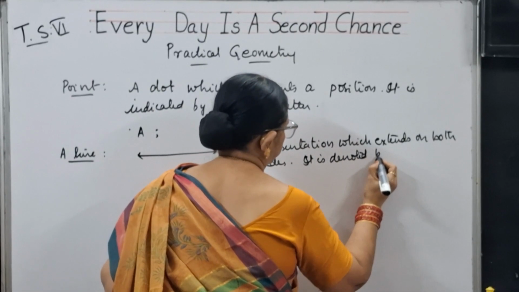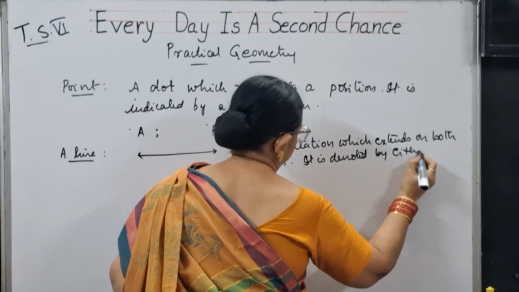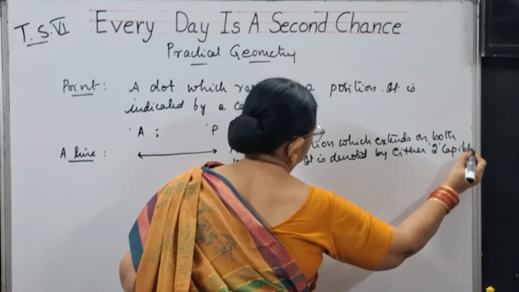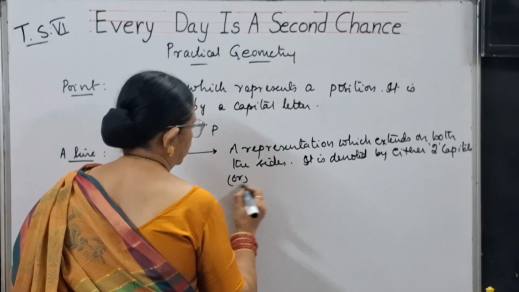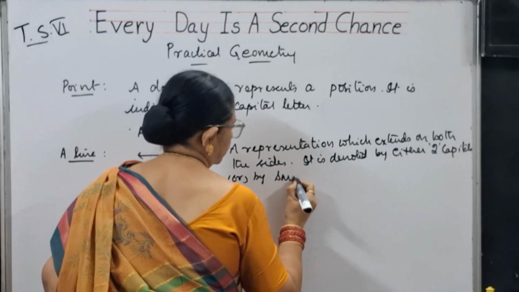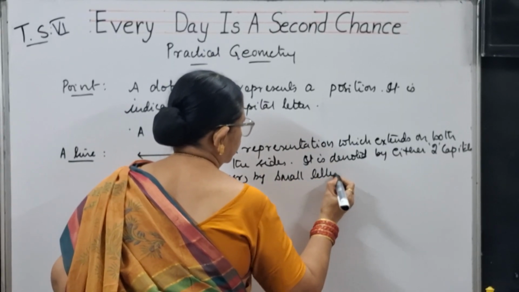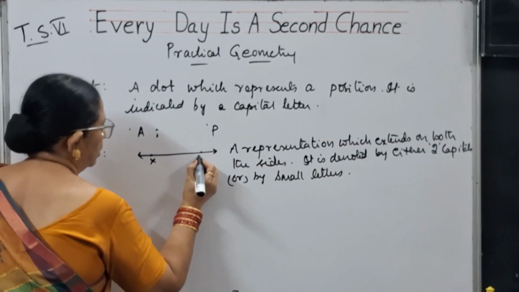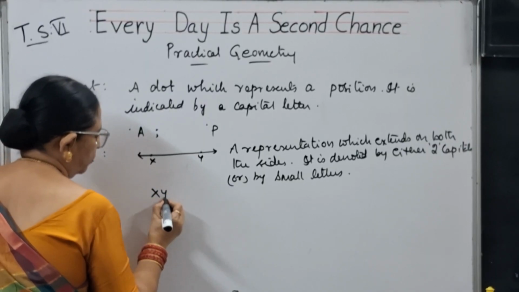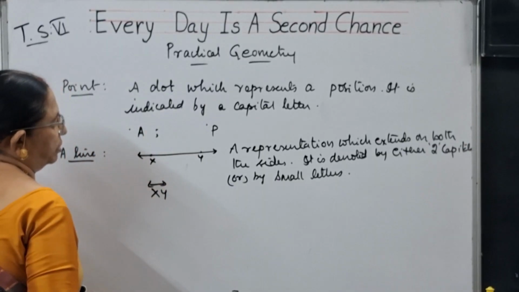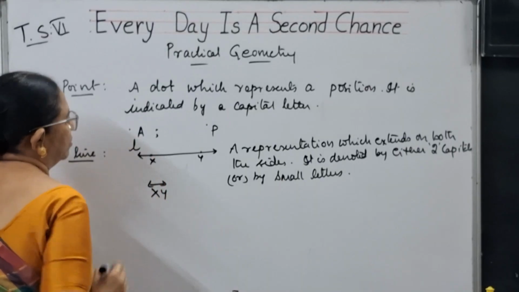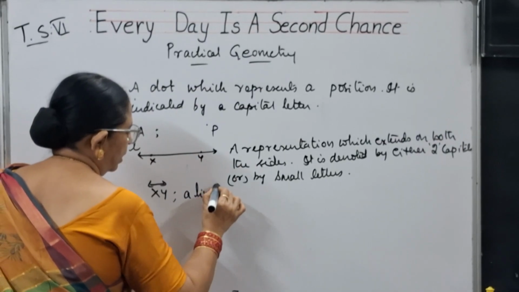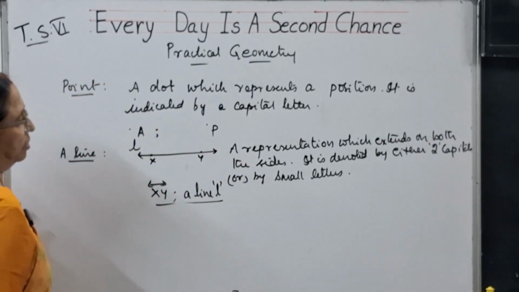It is denoted by either two capitals or by small letters. How is it? So, if I name this as X and Y, I can write it as XY. Or you can even just call it as L. So I will call it a line L. A line L. Anyway, I can represent it.